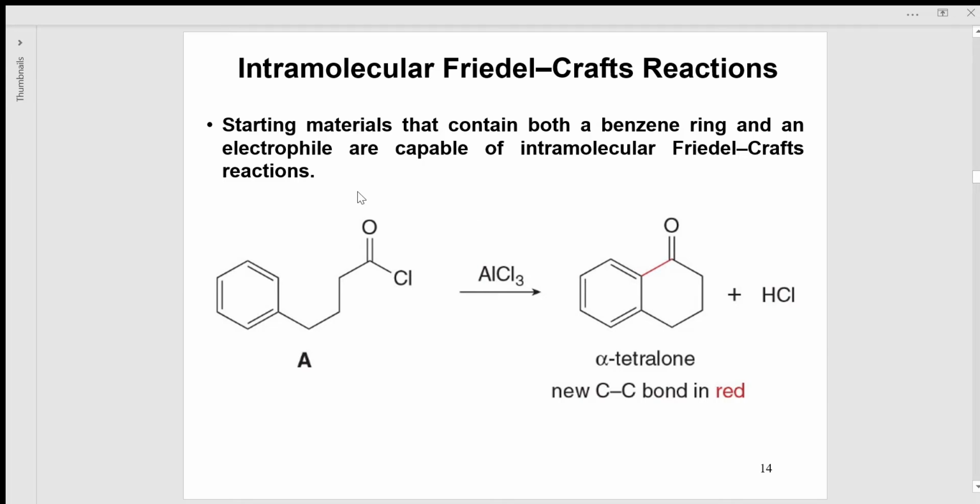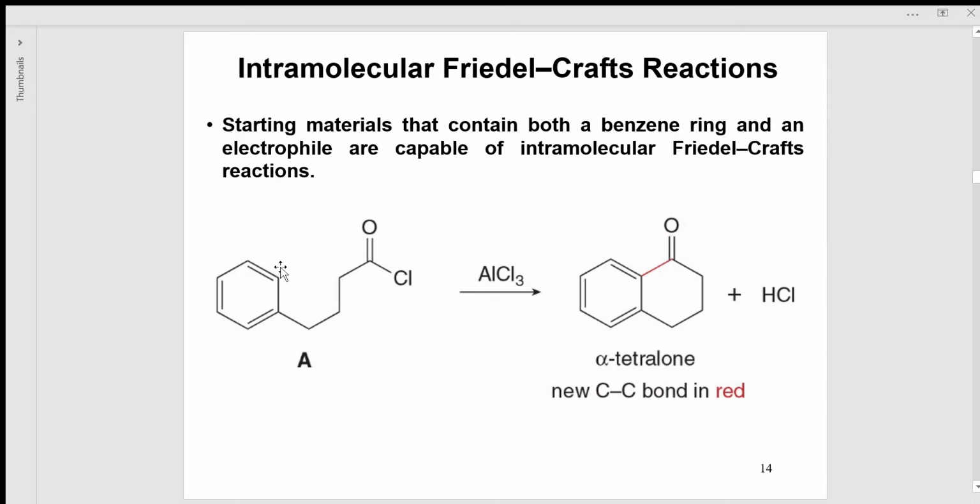So, one more example of the Friedel-Crafts acylation reaction. Basically, this is an intramolecular reaction, which means the molecule reacts with itself. You see, the left side of this molecule is the benzene ring. The right side is the acid chloride, and we have a proper catalyst, aluminum chloride.